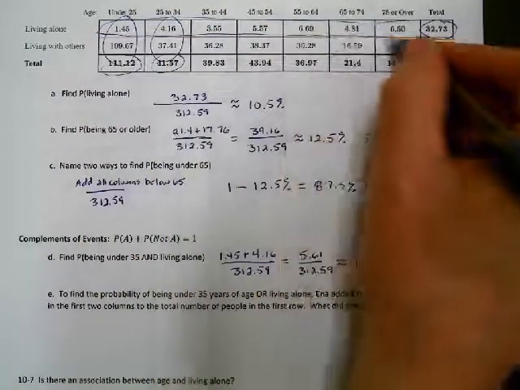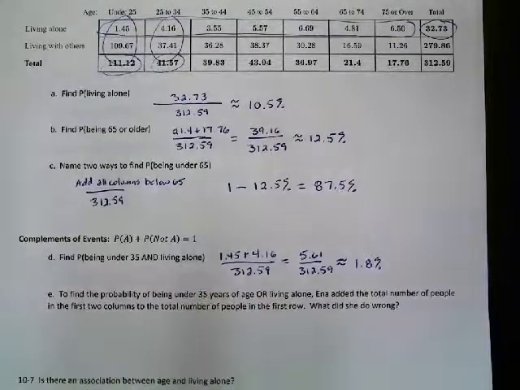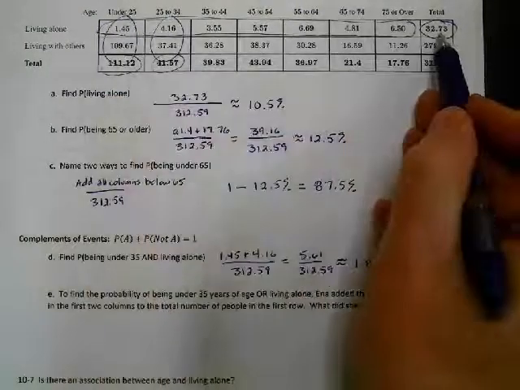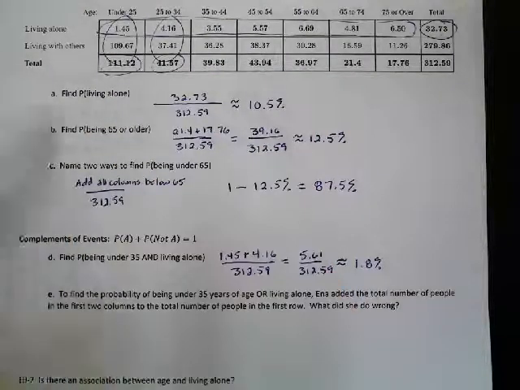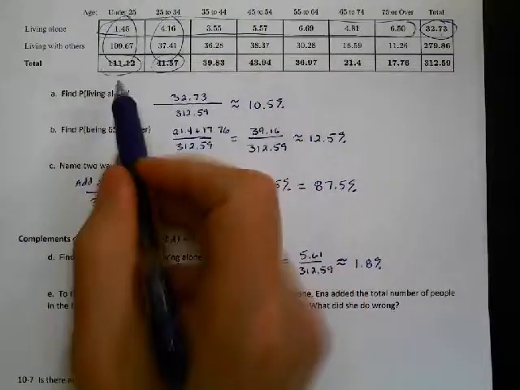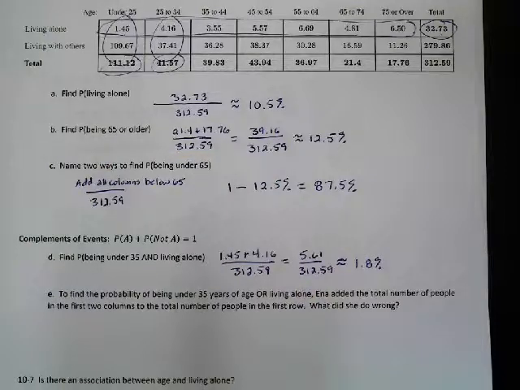And then she found her percentage that way, because these are all the people living alone, and these are all the people that were 35 or older. She made a mistake there, or under 35, sorry. So she made a mistake here. And can you see it now that I've circled it? Can you see her mistake?